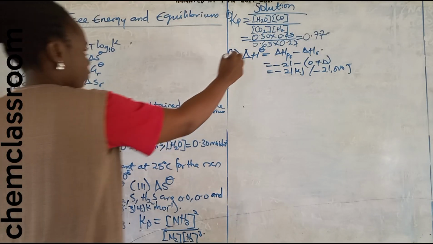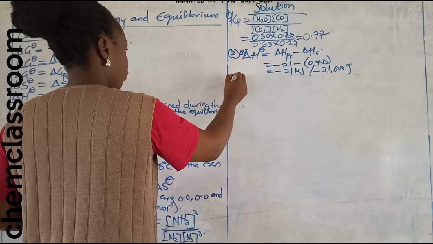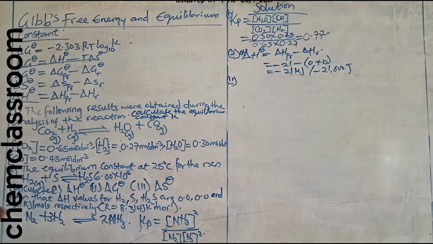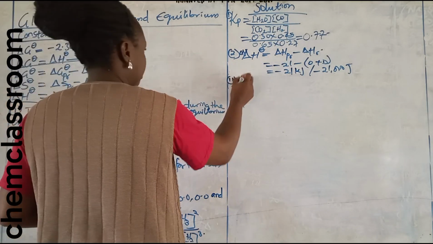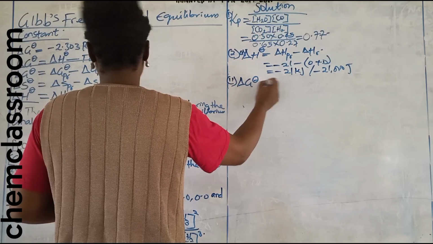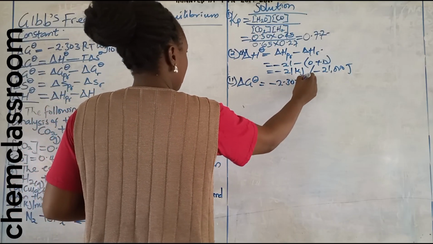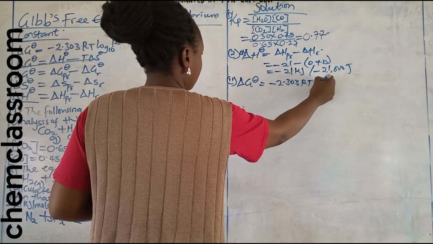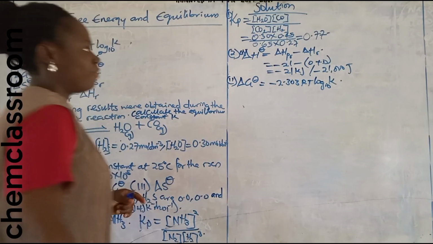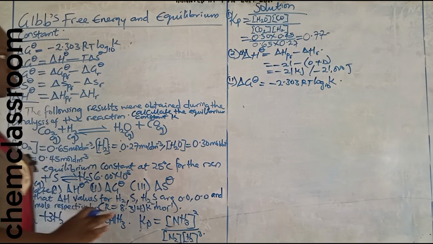Okay, so having done the first one, we'll be moving to the second one, which says we should calculate the delta G. With the formulas that we have here, we can't use the second one because we don't know what delta S is. We only know what delta H is and the temperature. So I'll be using the first one, which says standard delta G equals minus 2.303 RT log K. We have all the values here given to us.